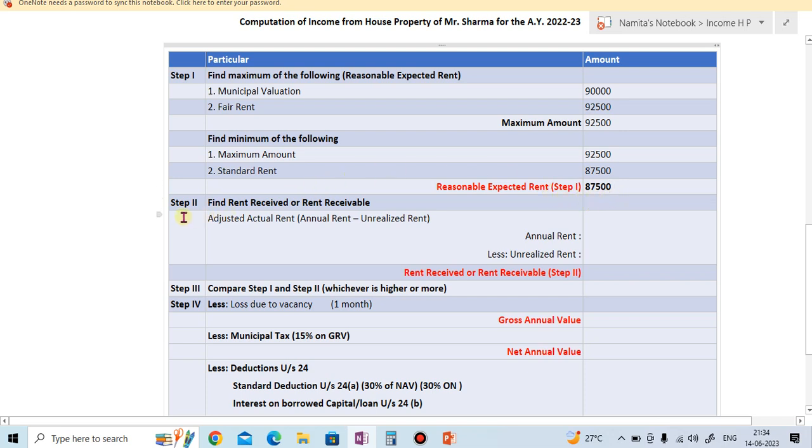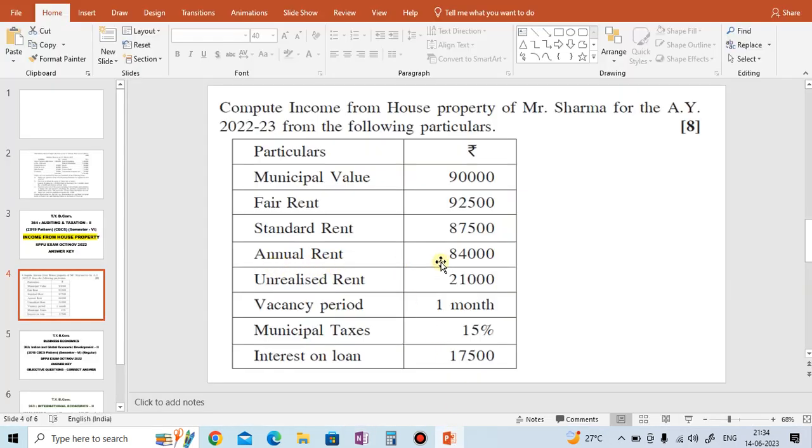Now step number 2 is what? Step number 2 is to find the rent received or rent receivable. So how do we find rent received or receivable? We have to find it by adjusted annual rent. Now how do we find adjusted annual rent? Annual rent minus unrealized rent. Now how much is annual rent in the question? Annual rent is 84,000. And next is unrealized rent.